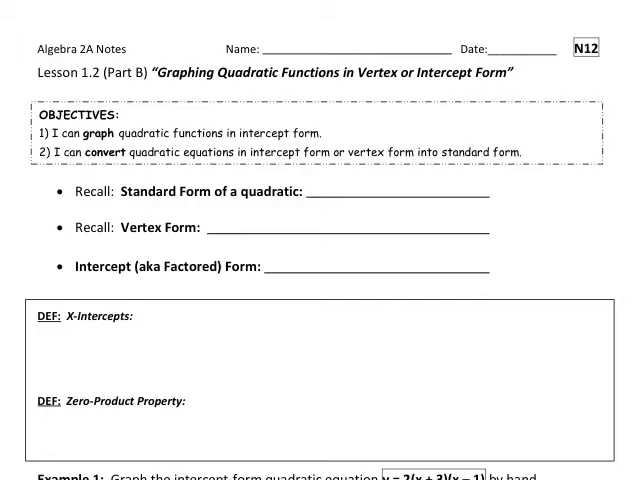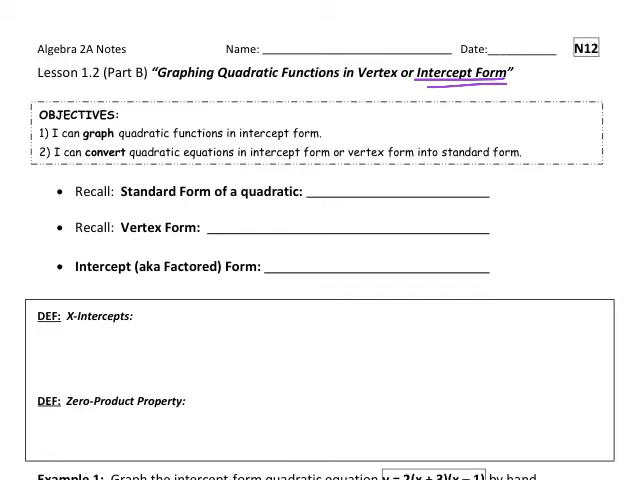All right, we're going to go ahead and start the second part of our lesson 1.2. Yesterday we were talking about the vertex form of the quadratic function, and today we're going to be talking about a different form, which is the intercept form. So I hope you're ready. This should be a pretty short video as well.